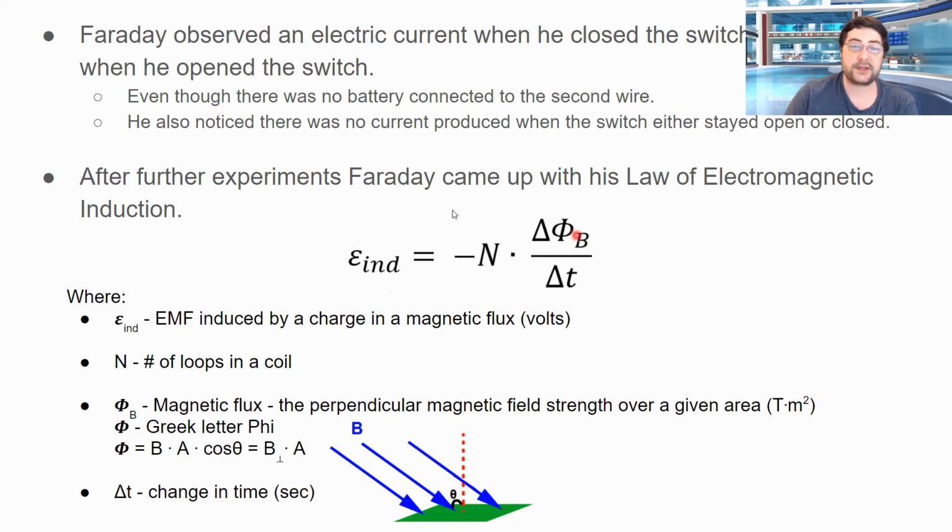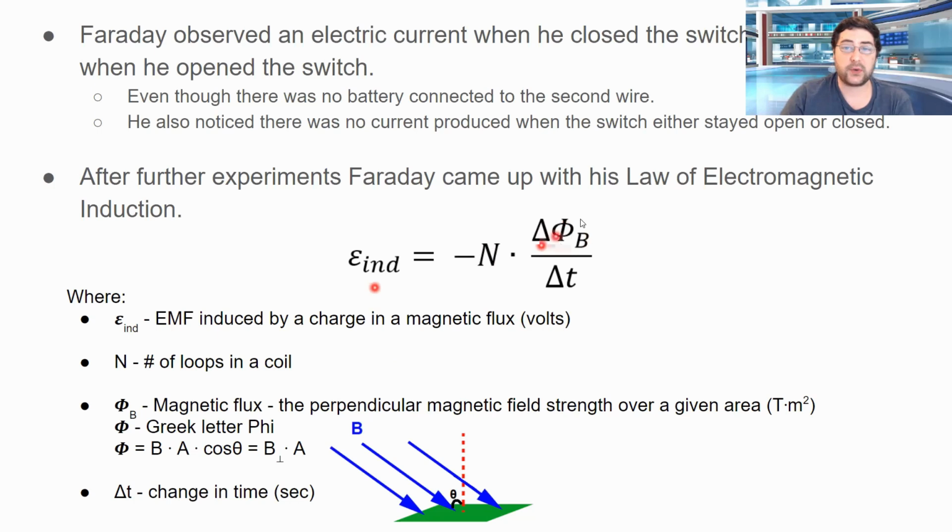So after he made these observations, he came up with his law of induction, which is this equation here in the center of the screen. It says that the EMF, the induced electromotive force, remember that's just our fancy way of saying voltage, is equal to capital N, the number of loops in a coil, so how many times he wrapped the wire around the iron ring, times the change in magnetic flux. That's going to be phi b.